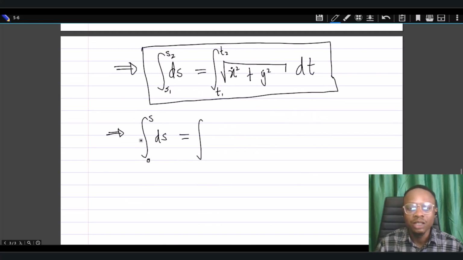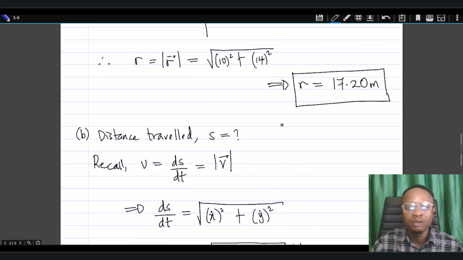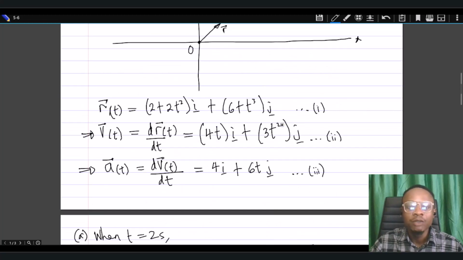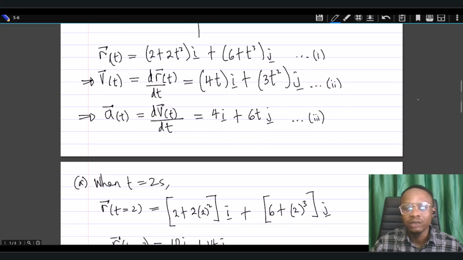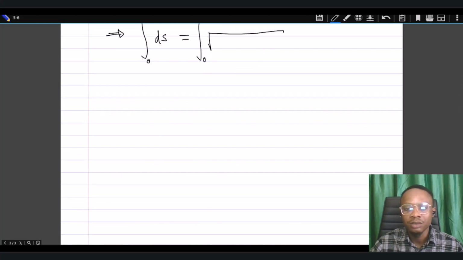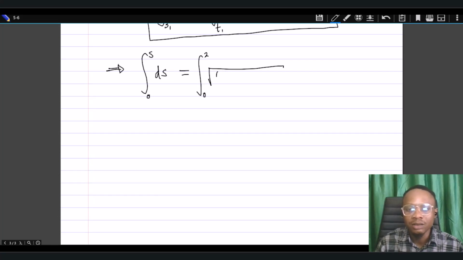So we'll take this integral from 0 to 2, and this will be the square root of, now we've obtained x dot already from the r that we have. We know that this is our r, this is our x dot, 4t, and our y dot is 3t squared, from the differentiations we did up there. So this is going to be x dot squared, which is 4t all squared, plus 3t squared, then all squared. So we take the integral of this with respect to time, from 0 to 2. It will give us the distance traveled.